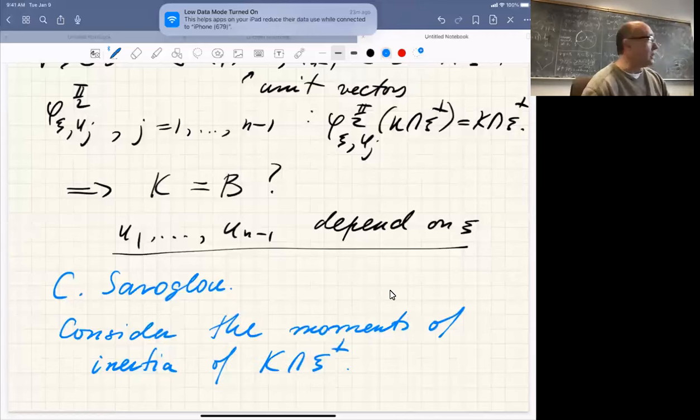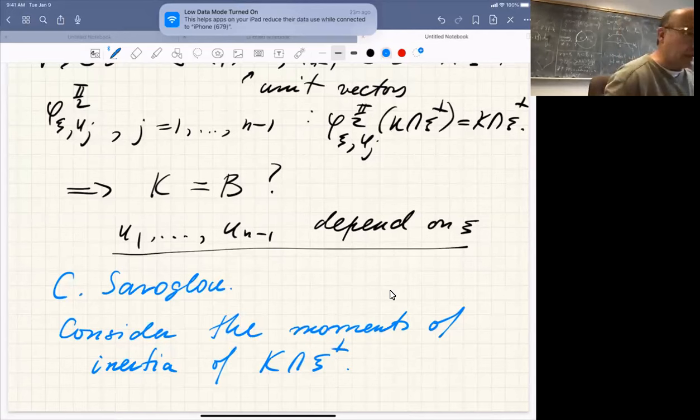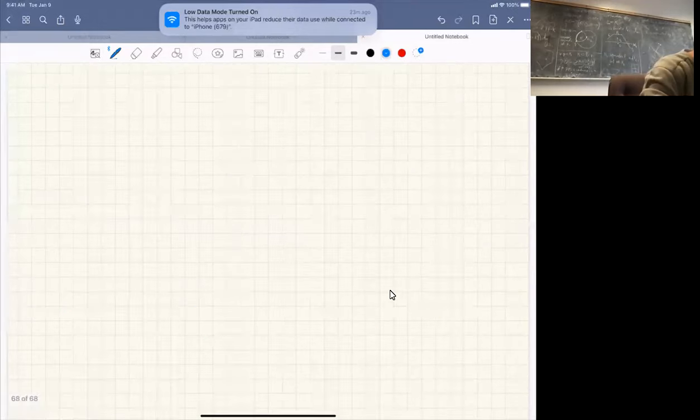This is the key idea, and we will show that the moments of inertia of all of these sections are constant, independent of anything, and then we'll conclude using harmonic analysis that the body must be the ball. So at the beginning, it will be a little bit of this mechanics, and then will be pure harmonic analysis. Okay, so let's do this carefully. So what is the moment of inertia?